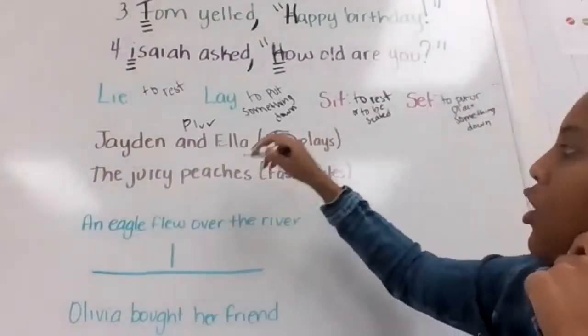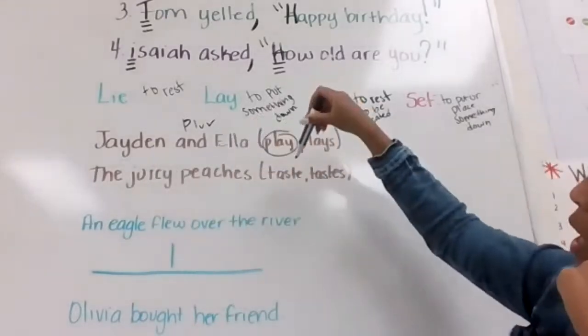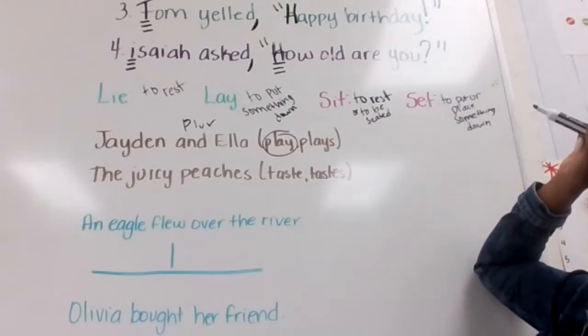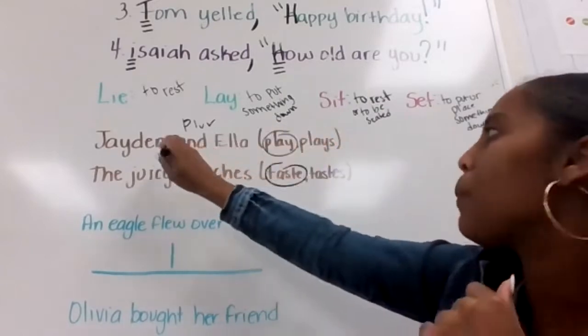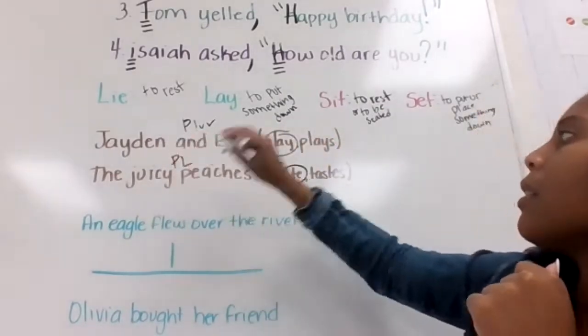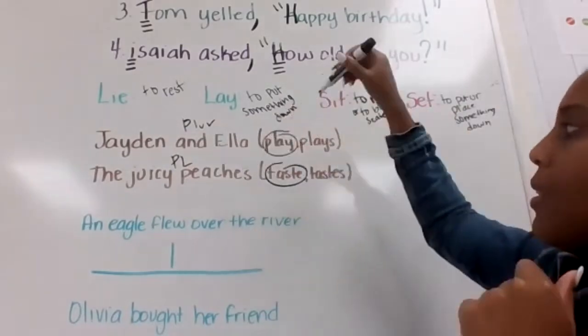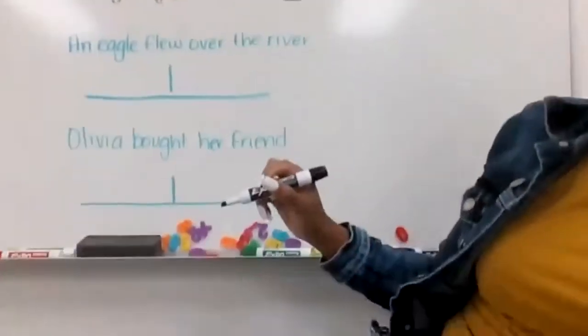Next, the juicy peaches taste or tastes. Which one makes more sense, Harlow? Taste. Because juicy peaches is plural again, so my verb does not need an S. The juicy peaches taste delicious. Good.